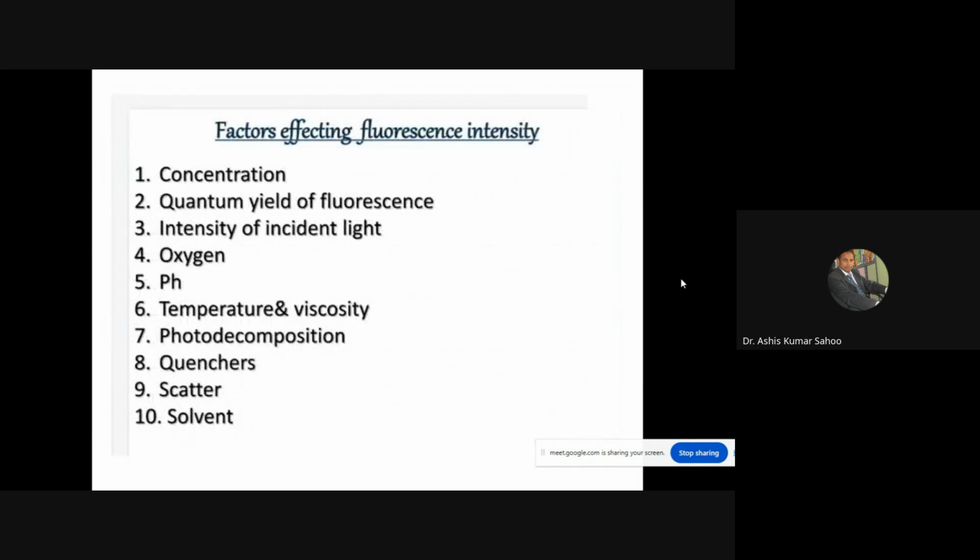So these are the different factors which affect fluorescence intensity. It can be concentration, quantum yield of fluorescence, intensity of incident radiation, oxygen, pH, temperature, viscosity, photodecomposition, quencher, scatter, and solvent. So these are the different factors which affect the fluorescence intensity.